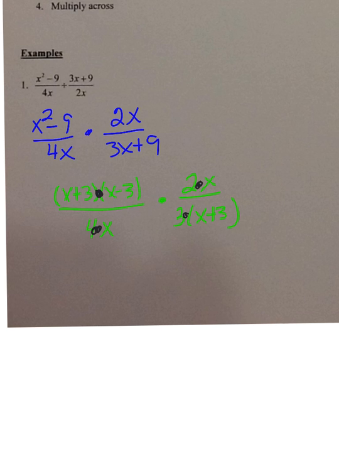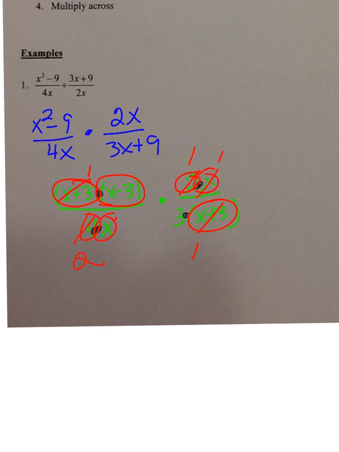So now let's reduce. So remember, when I reduce, I'm working from left to right in the numerator. x plus 3 reduces with x plus 3. They're the same. They reduce to 1. I have x minus 3, nothing going on there. 2 and 4 reduce to 1 and 2. And then x and x reduce to 1 and 1. So what's left in the numerator when I multiply across is x minus 3. Over in the denominator, I have the 2 and the 3, which is 6. So my answer is x minus 3 over 6.